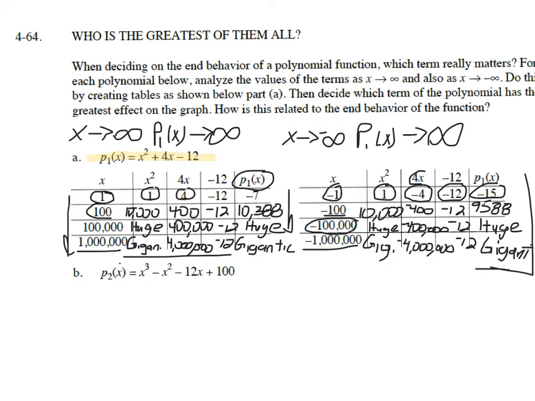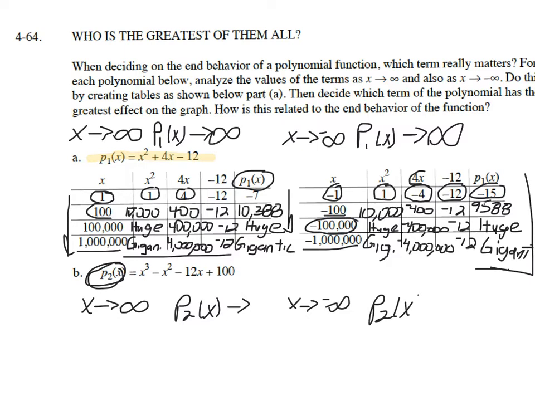What I'd like you to do is pause this, and then either by graphing or building a table, determine the end behavior for p sub 2 of x. So in other words, as x goes to positive infinity, where is p sub 2 of x going towards? And as x goes to negative infinity, where is p sub 2 of x going towards? Pause it and come back and check your work.